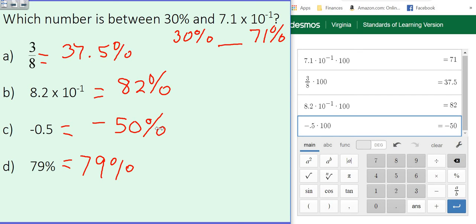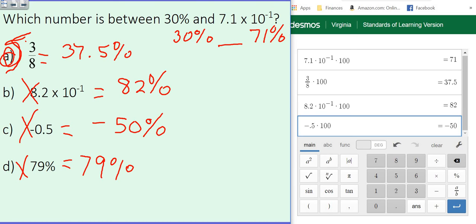So let's ask ourselves these questions. Let's start at the bottom. Is 79% between 30 and 71? It is not. It's too big. Okay? Is negative 50% between 30 and 71? It is not, because it's negative and both of those numbers are positive. Is 82% between 30% and 71%? Too big. So I think we know what our answer is, and that is going to be A right here. Circle it. All right.